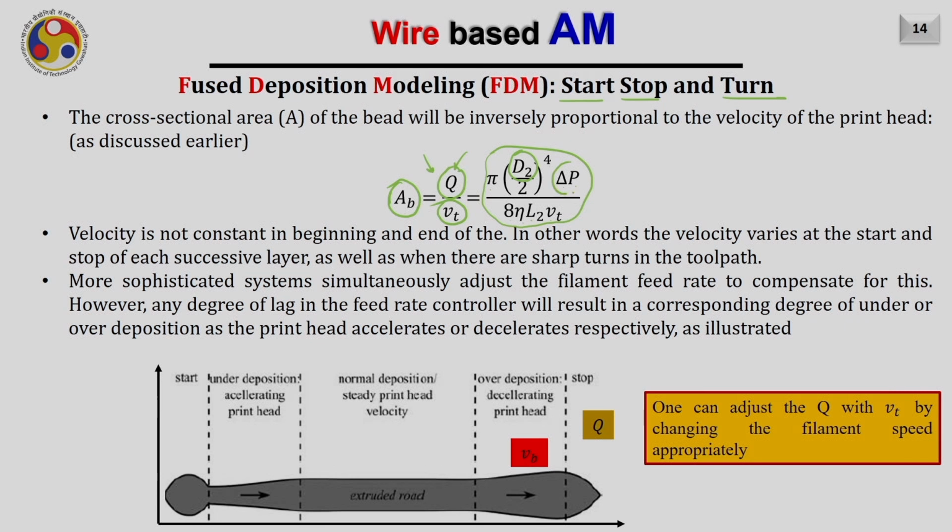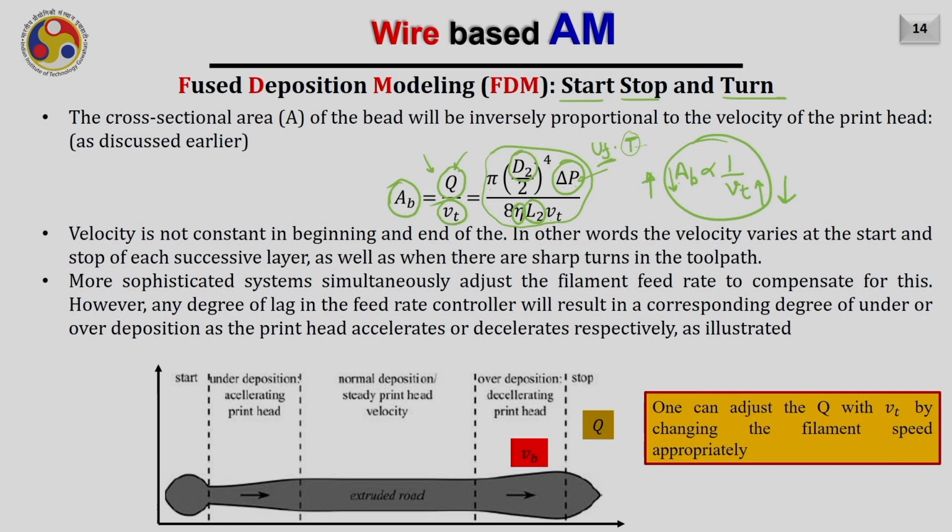The pressure difference is also constant if your wire feed rate is constant, and as a result the temperature inside the liquefier is isothermal. In that case your delta P will not change. Also, the length of region 2 is constant, and eta is a material property, so it will not change. Hence you can see AB is just inversely proportional to the traverse speed. If I increase the velocity of the traverse, of course this area will decrease, and if I decrease the velocity of the traverse, this area will increase, and we have already seen that.